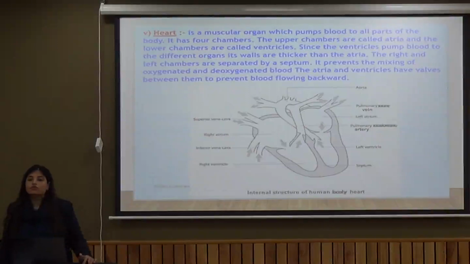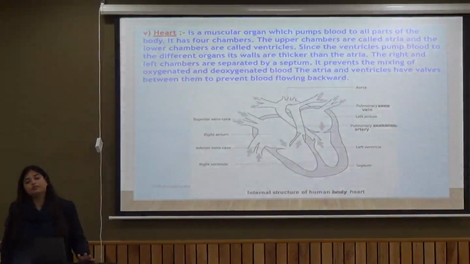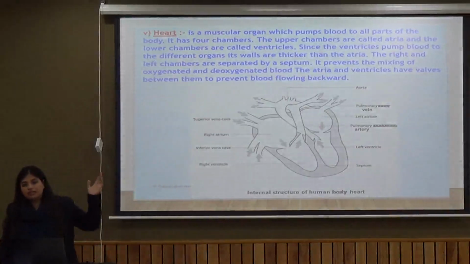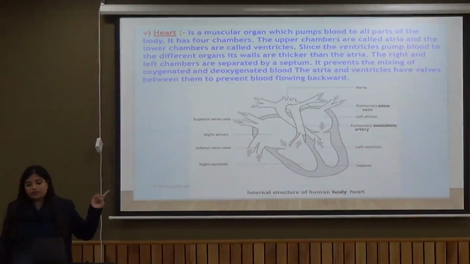Okay, so let's discuss the heart, which is the pumping organ in our body. Now, the heart is a muscular organ which pumps blood to all parts of the body. It has 4 chambers. So the 2 upper chambers that you see in the diagram over here are called the atria, and the 2 lower chambers are called the ventricles. Now, since the ventricles pump blood to different organs, the walls of the ventricles you will see are thicker than the walls of the atria.